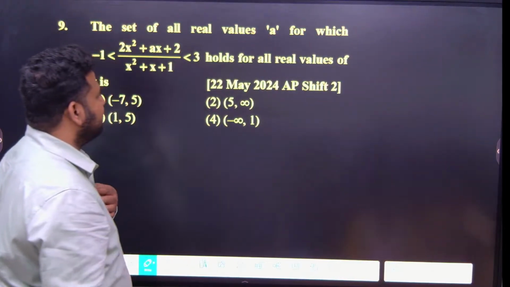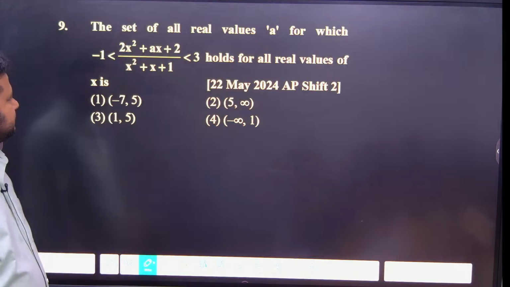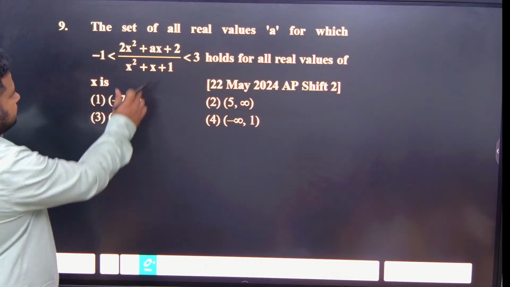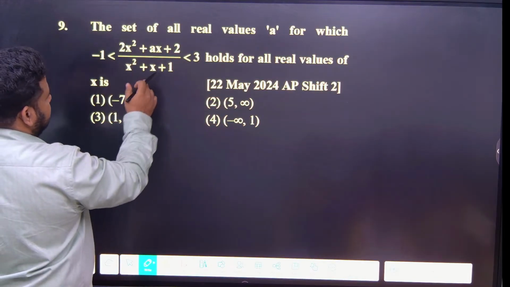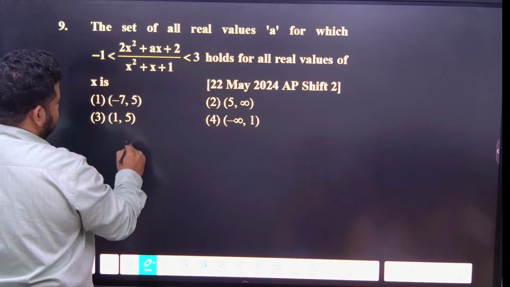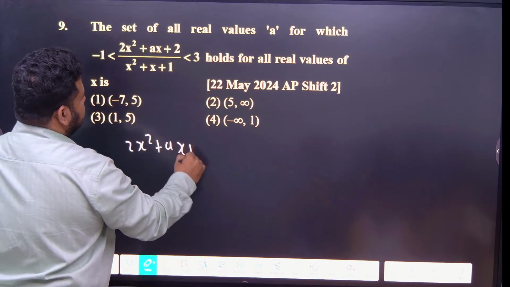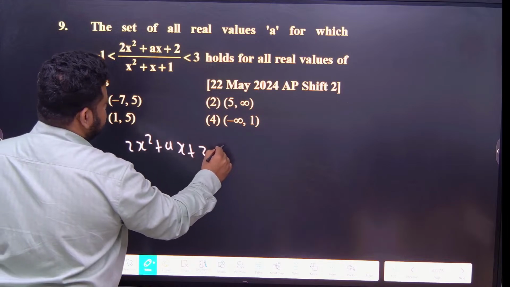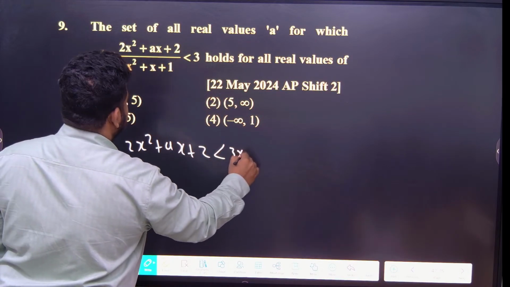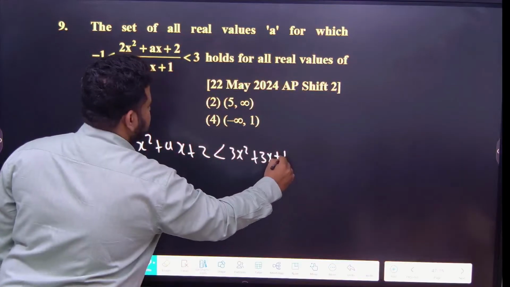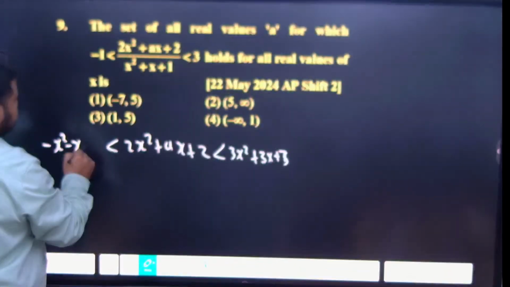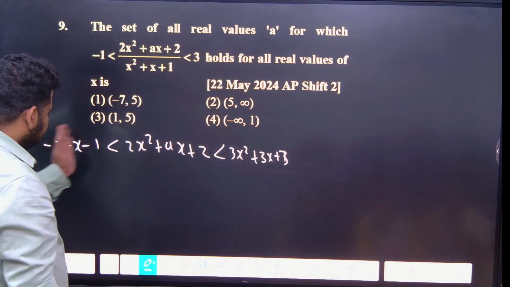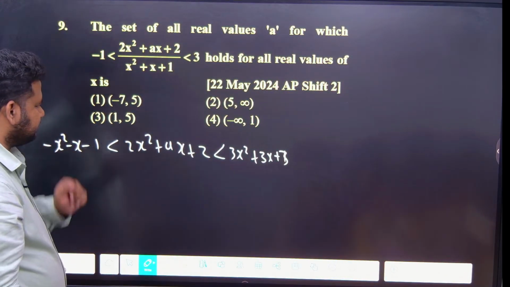The set of all real values of a for which this holds, look at this question. They are telling this is greater than minus 1, less than minus 3. If I multiply this side and also this side, 2x square plus ax plus 2, by 3, this will be 3x square plus 3x plus 1 plus 3, and on the other side this will become minus x square minus x minus 1.